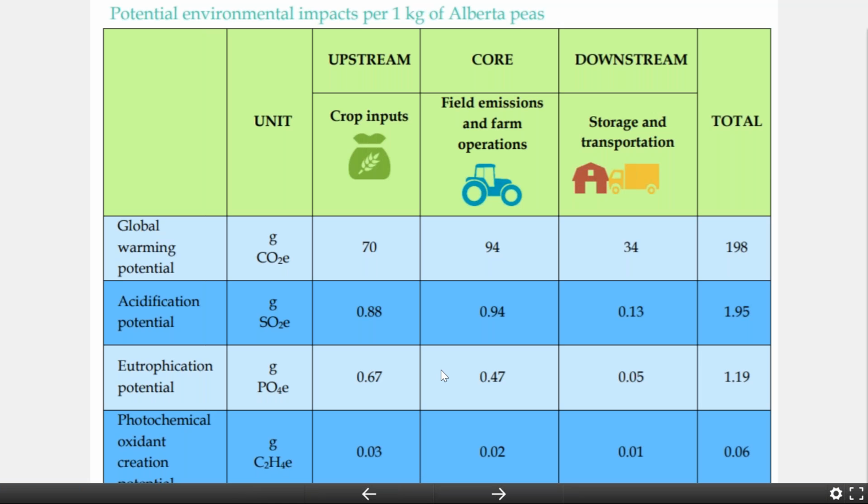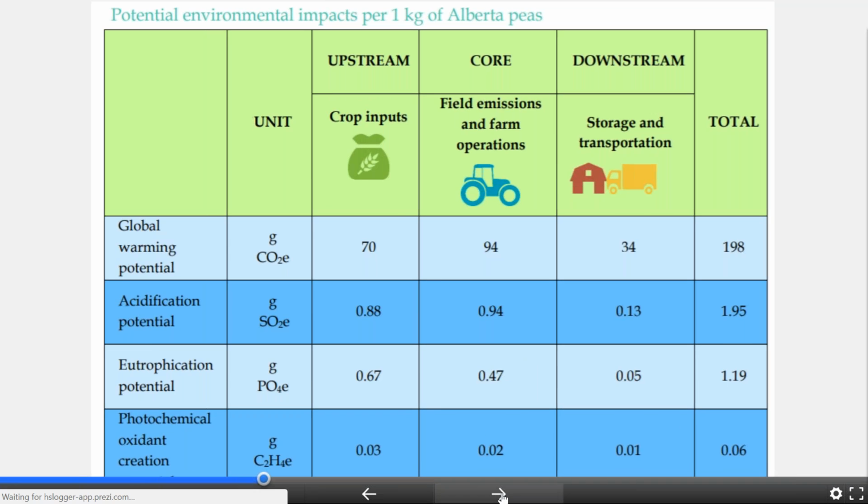Under the core emissions of field and farm operations, the global warming potential is the largest in that category. Whereas in other categories, they're fairly similar down here for your smog and eutrophication potential. A lot more of that comes from your crop inputs than from the actual field emissions and farm operations. So we'll keep moving on here.